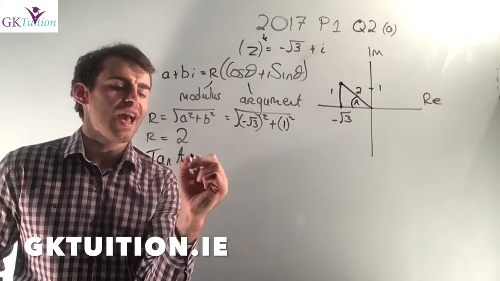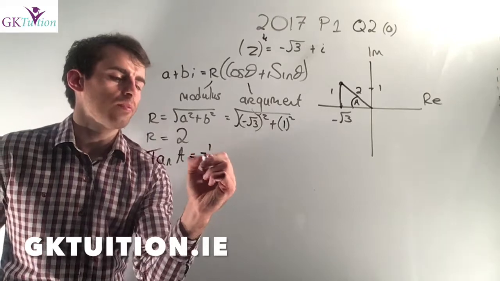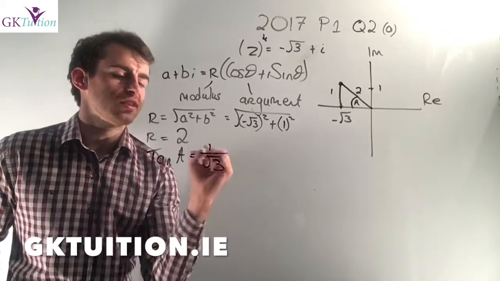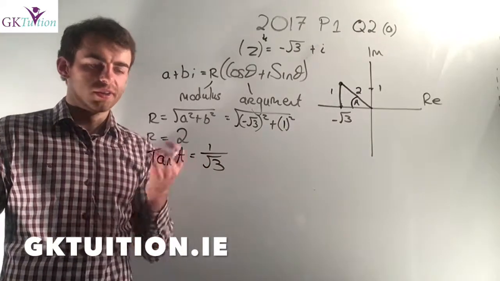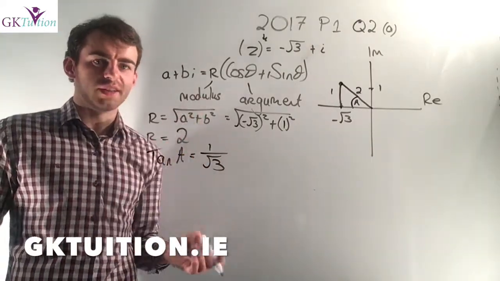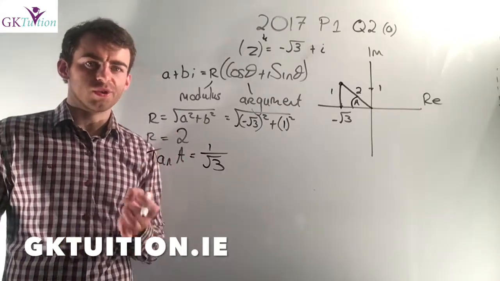I can say that the tan of A is the opposite over the adjacent. In this case, the opposite is 1 and the adjacent is the square root of 3. Now, you have two options here. You can solve this question using radians, or you can solve this question using degrees. In this solution, I'm going to use degrees.